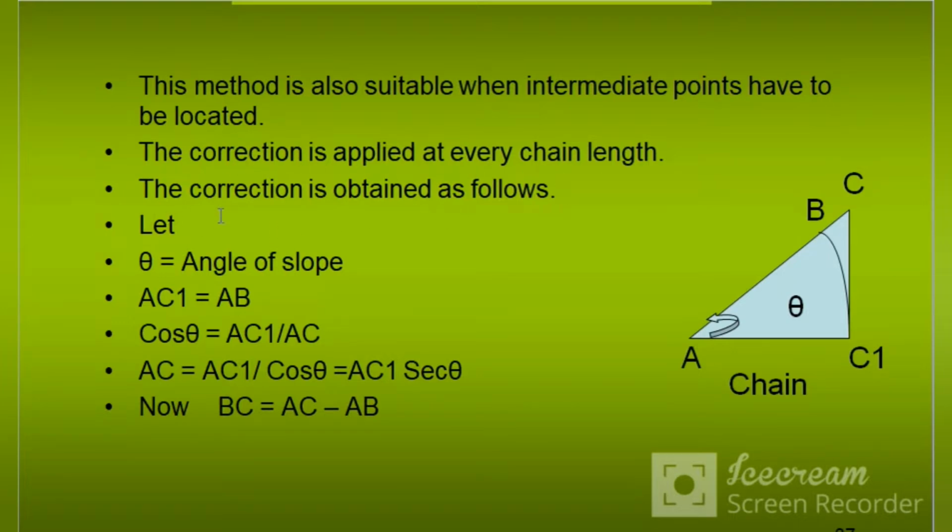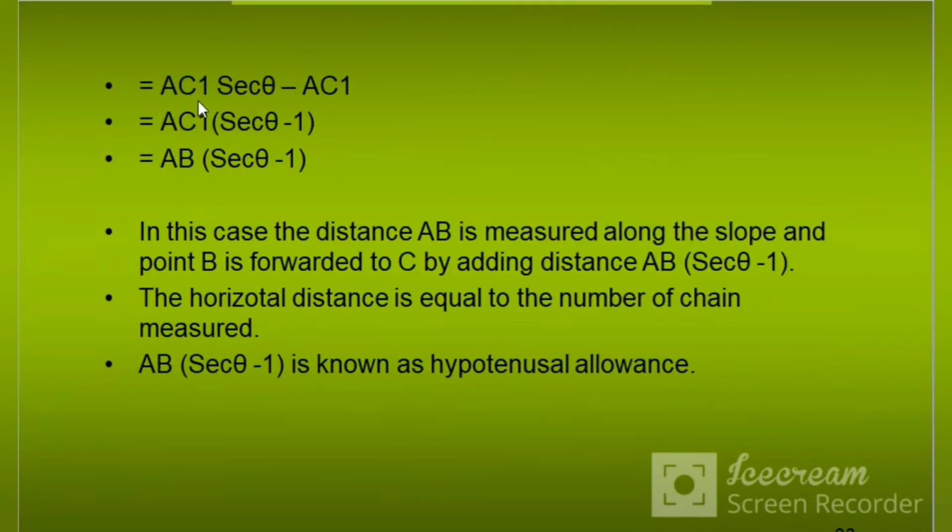The correction is obtained as follows: let theta be the angle of slope, AC1 is equal to AB. Cos theta is equal to AC1 divided by AC, and AC is equal to AC1 divided by cos theta, which is equal to AC1 secant theta. Now, BC is equal to AC minus AB, so AC1 secant theta minus AC1, which is AB into (secant theta minus 1), bracket 1. In this case, the distance AB is measured along the slope and the point B is forwarded to C by adding the distance AB into (secant theta minus 1). The horizontal distance is equal to the number of chains measured. AB into (secant theta minus 1), bracket 1, is known as hypotenusal allowance.